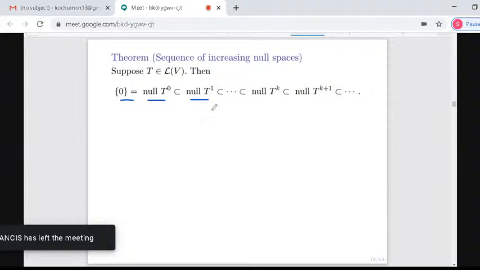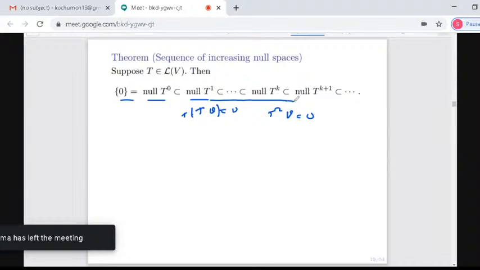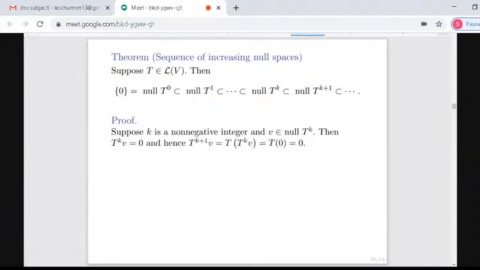Because whatever is in the null space of T, suppose TV is equal to 0, then T acting on TV is also 0. That means T square V is also 0. That means the null space will keep increasing only. So the sequence of null spaces, if you take the null space of T, null space of T squared, etc., this is a sequence which just keeps on increasing. I believe I have convinced you, so I will go ahead without completely proving it.